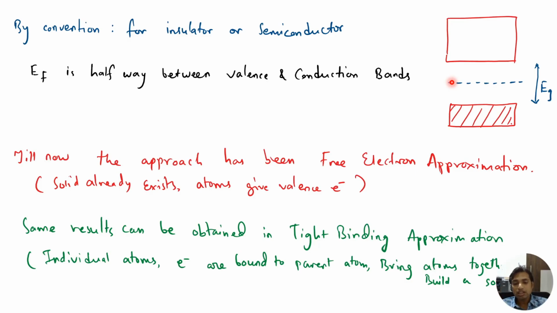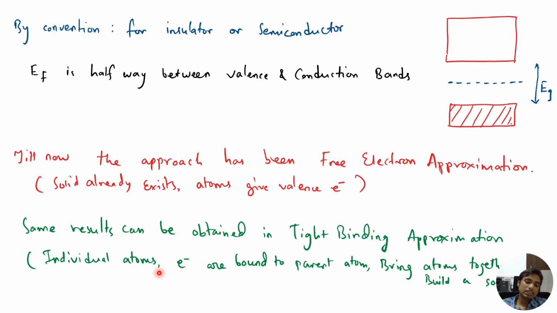So till now the approach has been the free electron approximation, where we say that the solid already exists and each of the atoms is giving out free electrons, and those free electrons are responsible for the metallic behavior of the material, the electronic and thermal properties of that material.